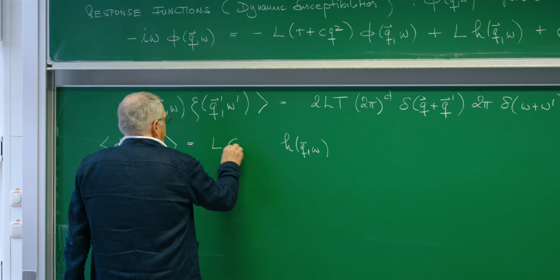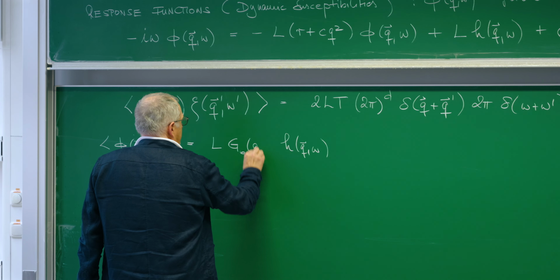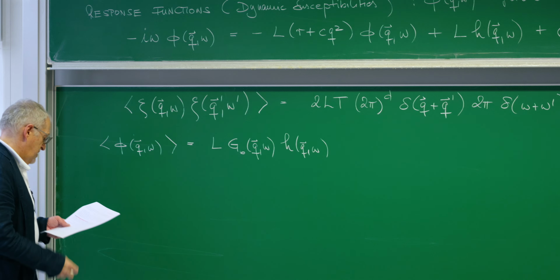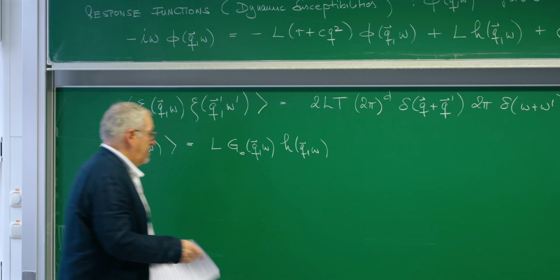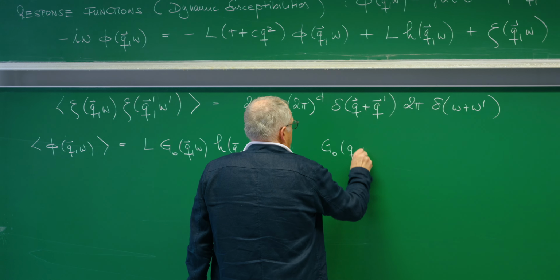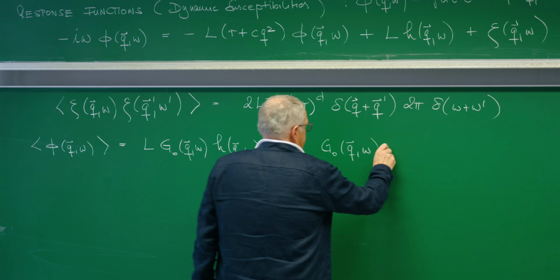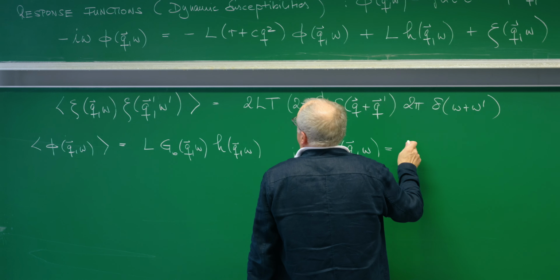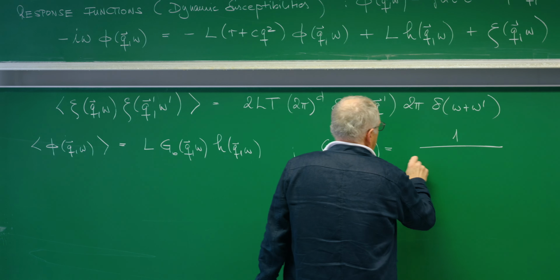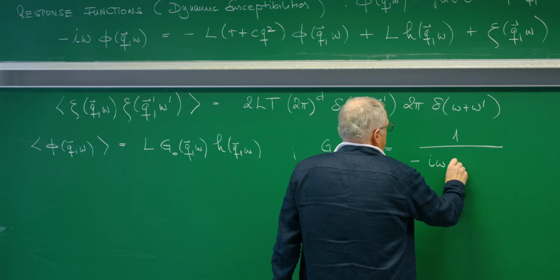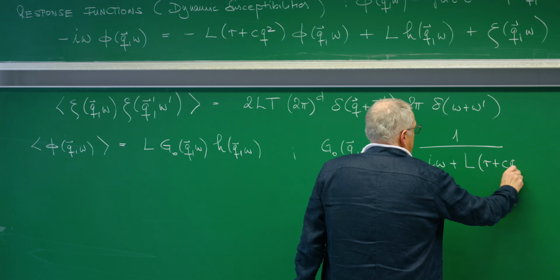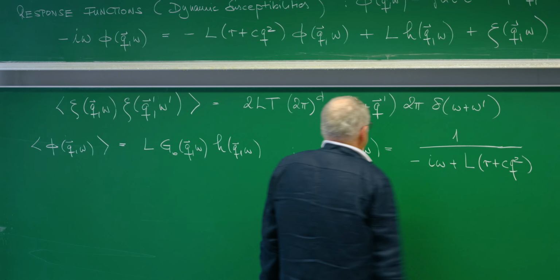And there is a function in front of it, which is called the response propagator G naught. And this G naught is just the numerator from the left-hand side. So it is equal to 1 over minus i omega plus L(r + cq²).